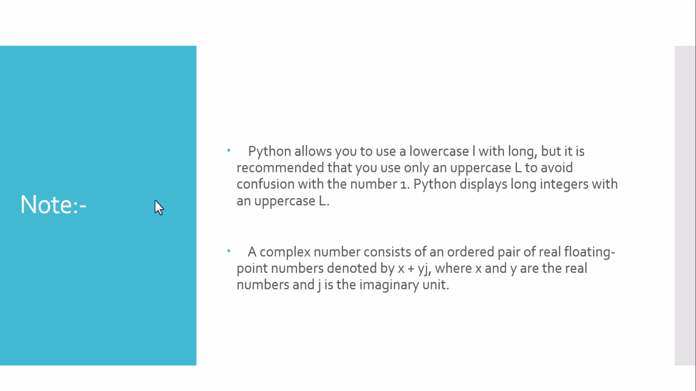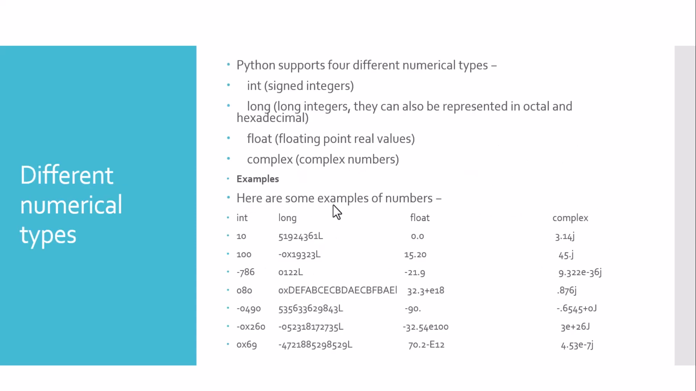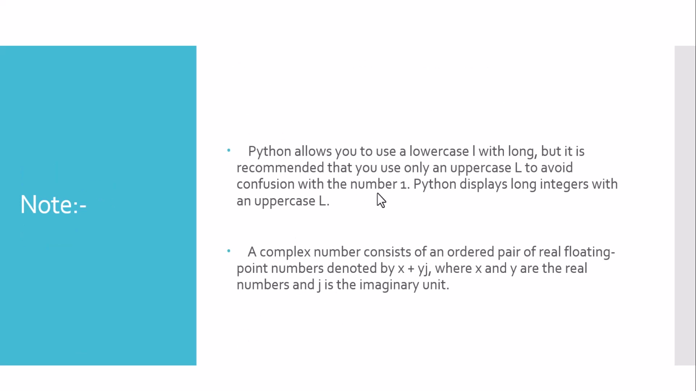Note, Python allows you to use a lowercase l with long, but it is recommended that you use only an uppercase L to avoid confusion with the number 1. Python displays long integers with uppercase L. We can use the small l also, but it's better to use the capital L only. That is the recommendation in Python. A complex number consists of an ordered pair of real floating point numbers denoted by x plus yj. This is the real number, and this is the imaginary number in the complex number, where x and y are real numbers and j is the imaginary unit. J is the imaginary one.